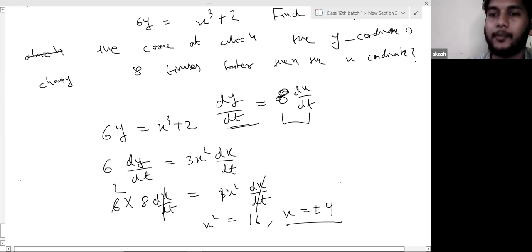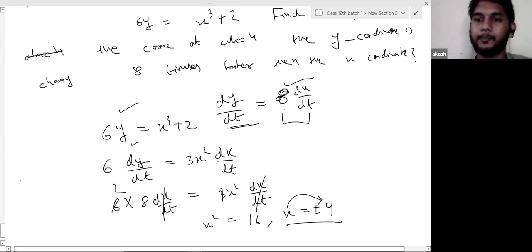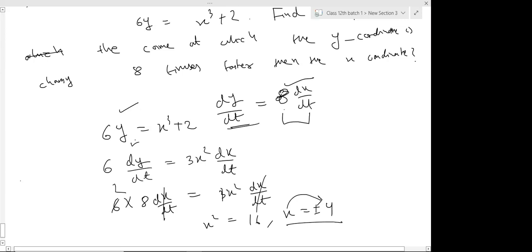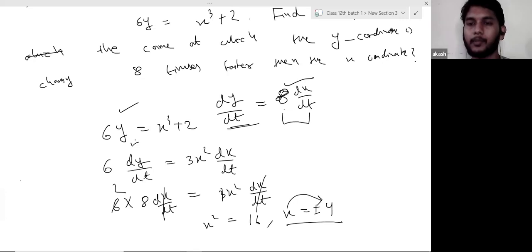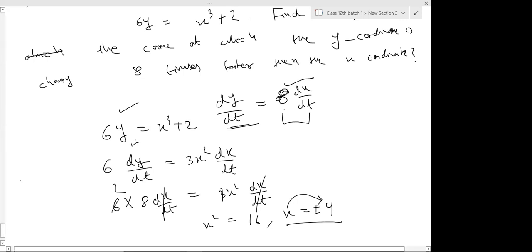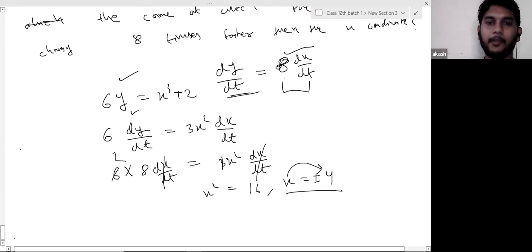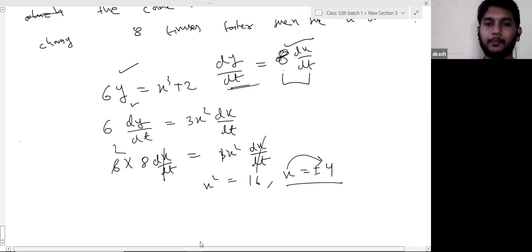What is x? X coordinate. At this coordinate, y is moving 8 times faster than x. If x is 4, then you can find y also. If x is minus 4, you can find y. Yes or no? Very simple question. Sayed, Kulsum, Ishan. Ronaldo, Shikani. Yes or no?